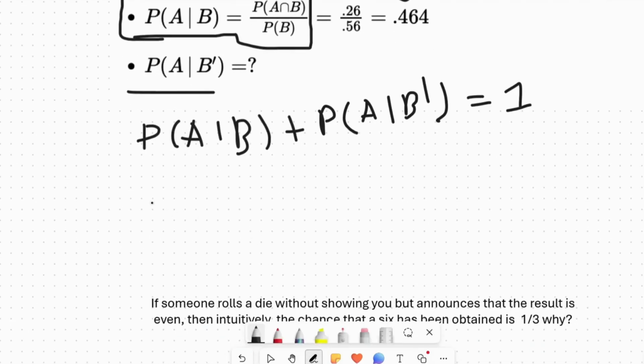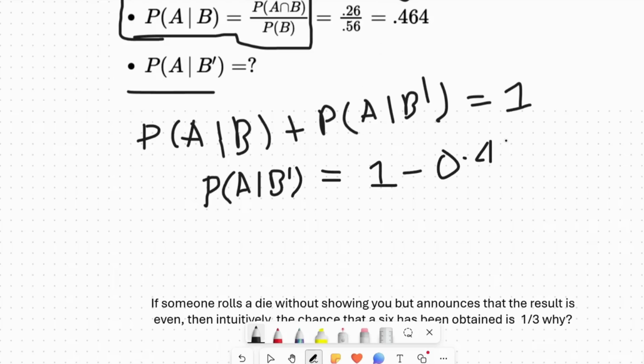So this is very easy. We just put all the values here. This is the probability of B, one minus this value 0.464. Then we find 1 minus 0.464, and the value is 0.536.